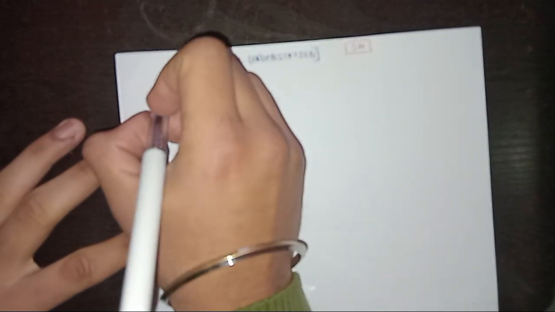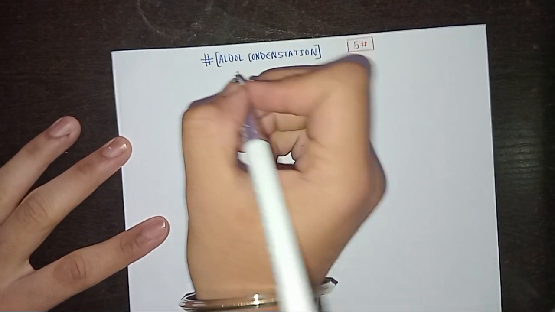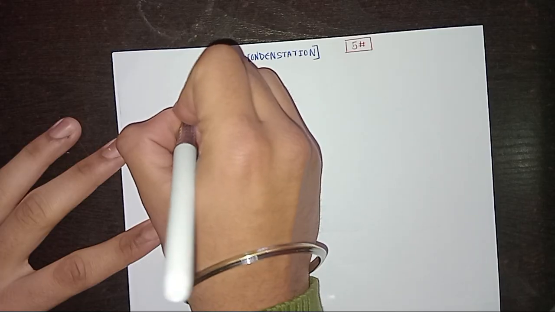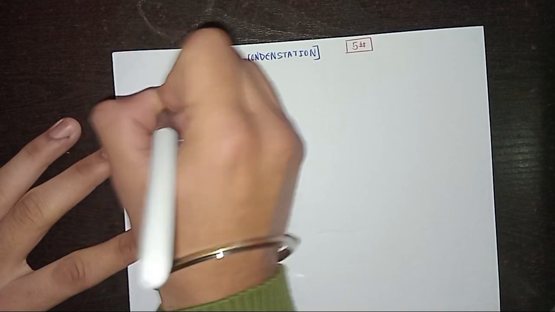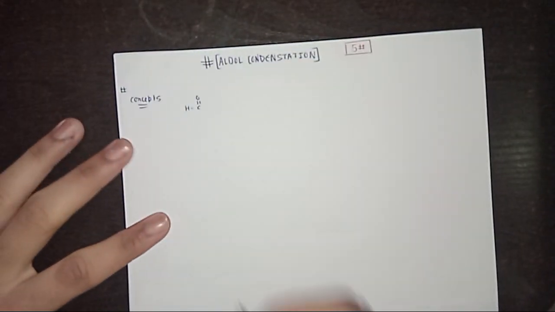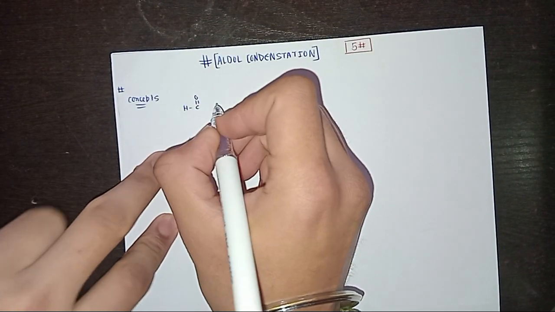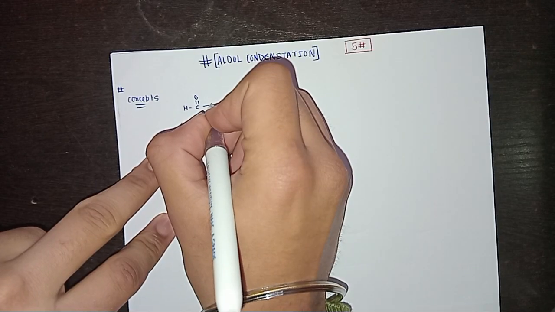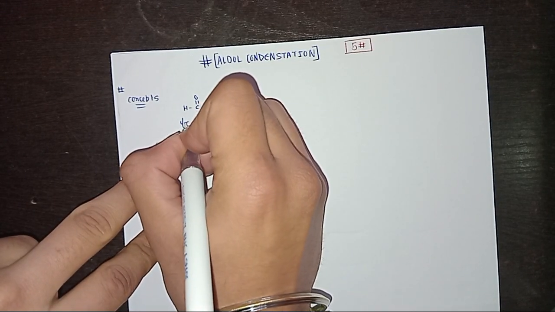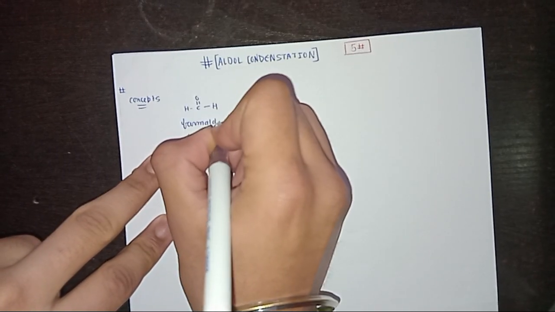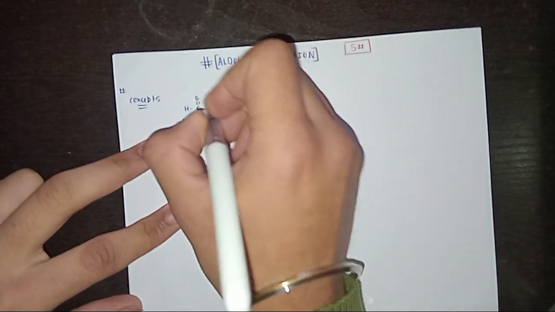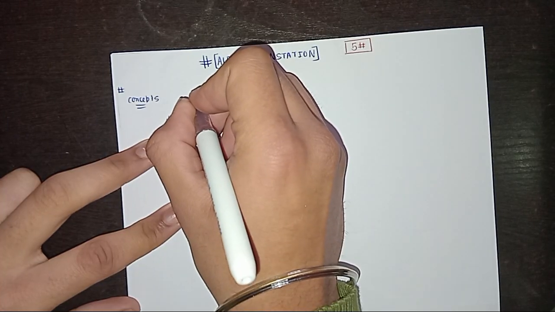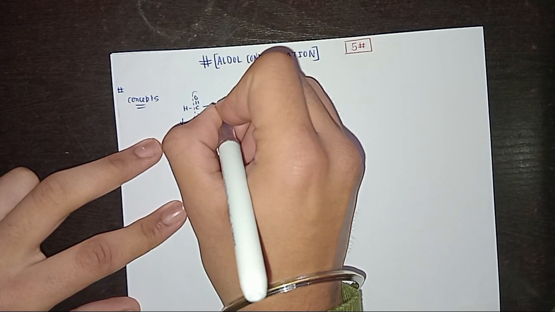In the previous lecture we studied the Cannizzaro reaction, in which we used this compound. First we will clear our concepts, and after that we will write the reaction. In the previous video we used formaldehyde in the Cannizzaro reaction. In formaldehyde, you can see only one carbon.